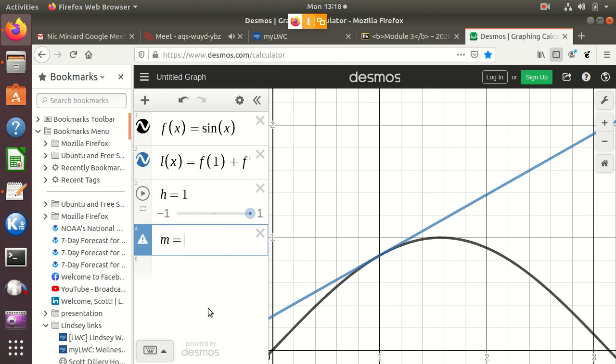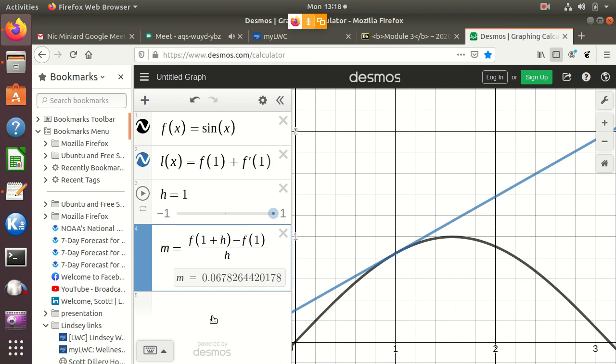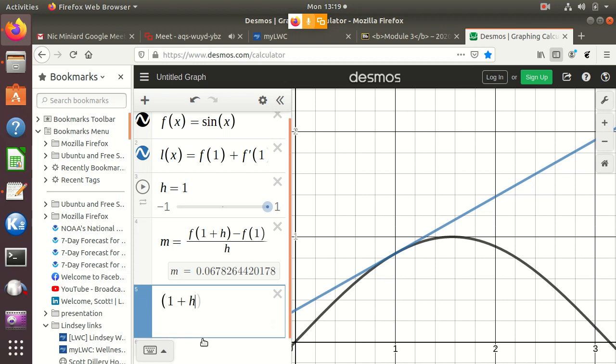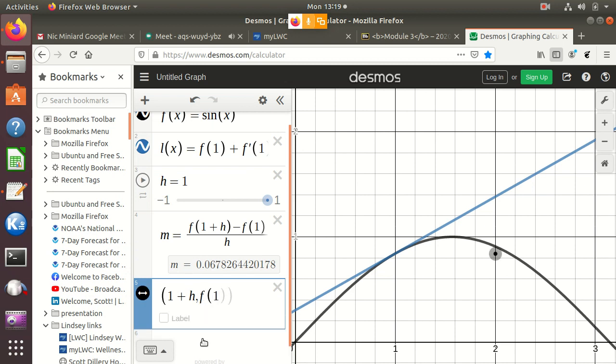So my m here, I want to take f of 1 plus h, not just the general x, minus f at 1. Okay, so I have that. And then divided by h, because I'll have 1 plus h minus 1. So I just get h, or delta x, on the bottom. Make that just a little bit wider. Okay, so right now h is 1, and I could also place that point out there just so we can see it. Here's the point 1 plus h, and f of 1 plus h.